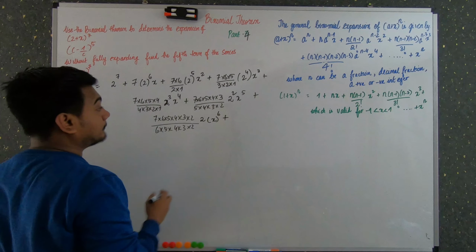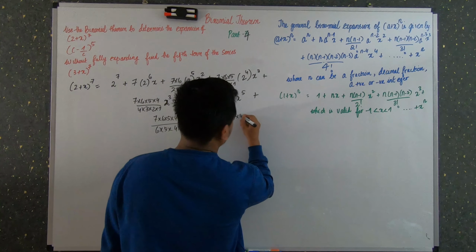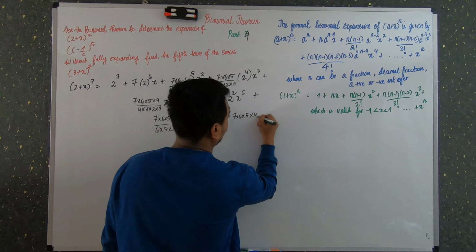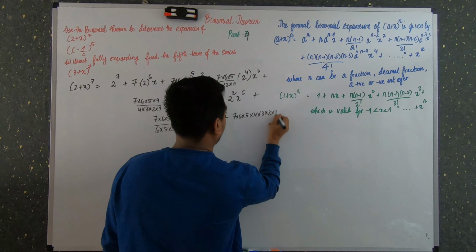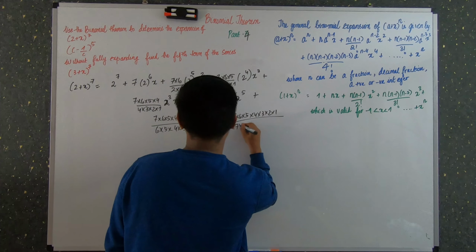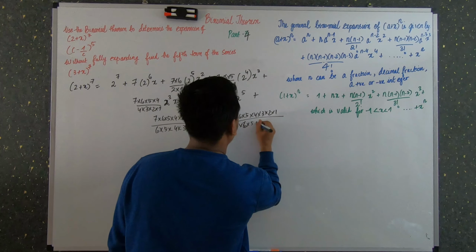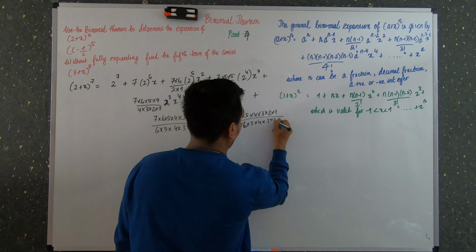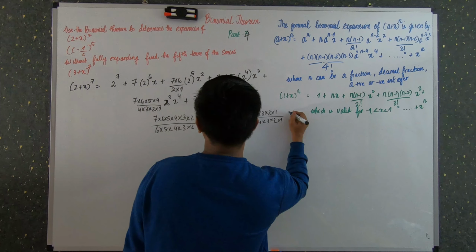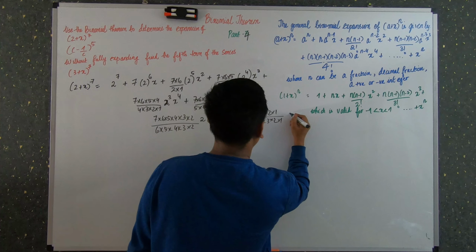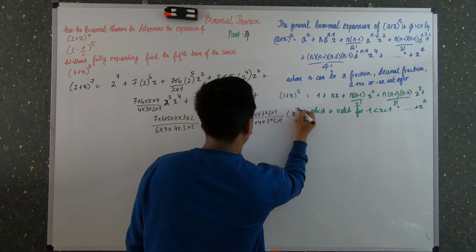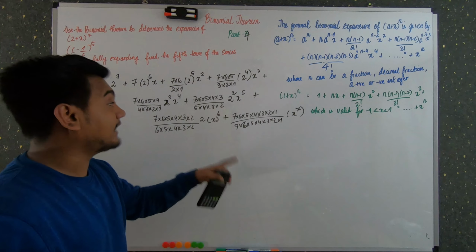What is the last term? 7 into 6 into 5 into 4 into 3 into 2 into 1 by 7 into 6 into 5 into 4 into 3 into 2 into 1, so x raised to 7. 2 raised to 0, that's why I'm not writing that term.